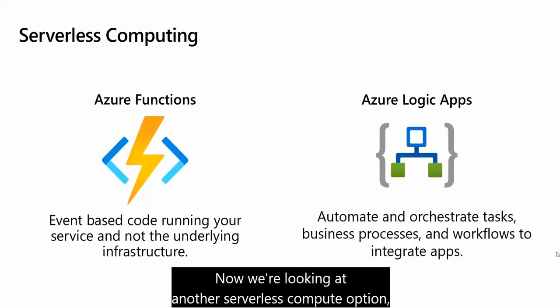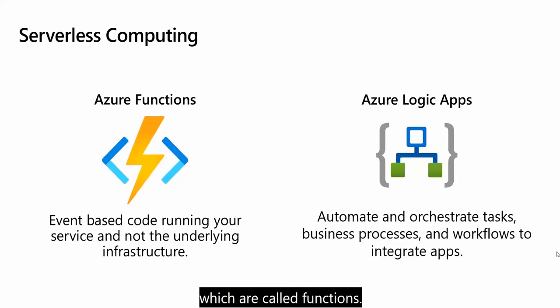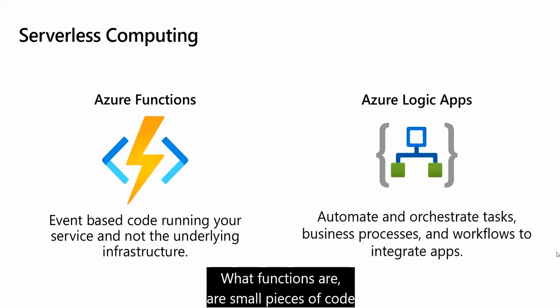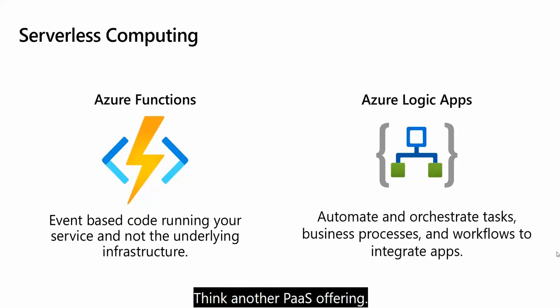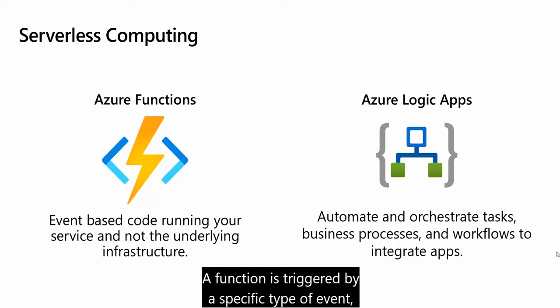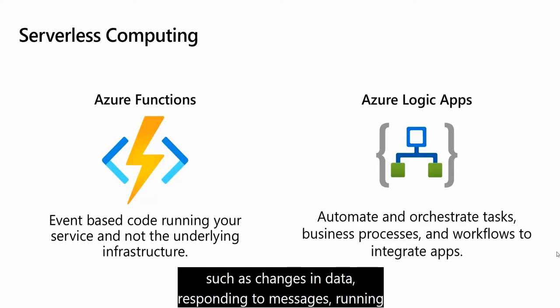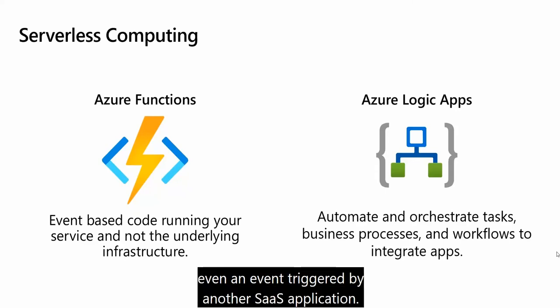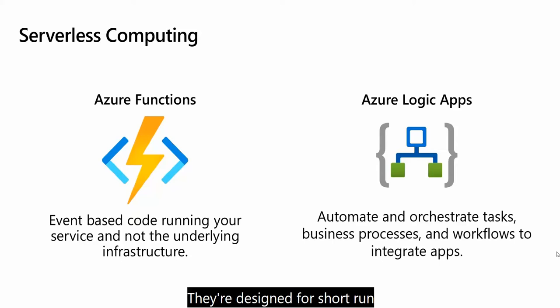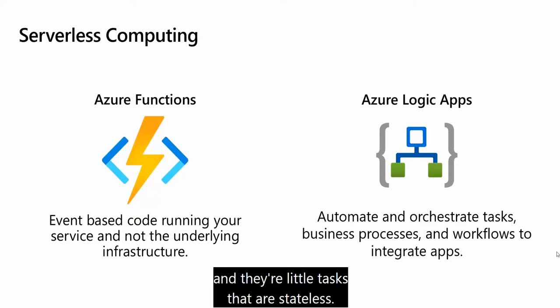Now we're looking at another serverless compute option, which are called functions. Functions are small pieces of code that you can launch without worrying about the application infrastructure. Think another PaaS offering. A function is triggered by a specific type of event, such as changes in data, responding to messages, running on a schedule, an HTTP request, or even an event triggered by another SaaS application. They're designed for short runs, and they're little tasks that are stateless.